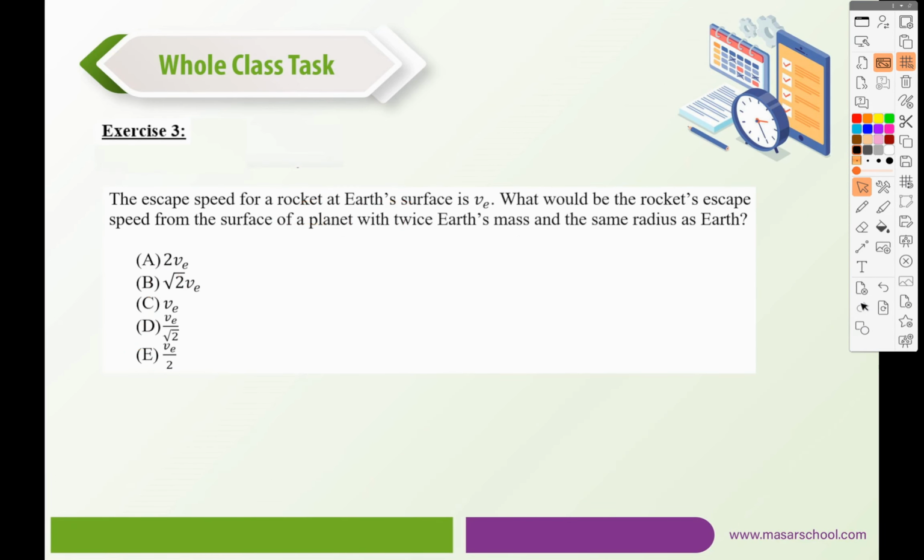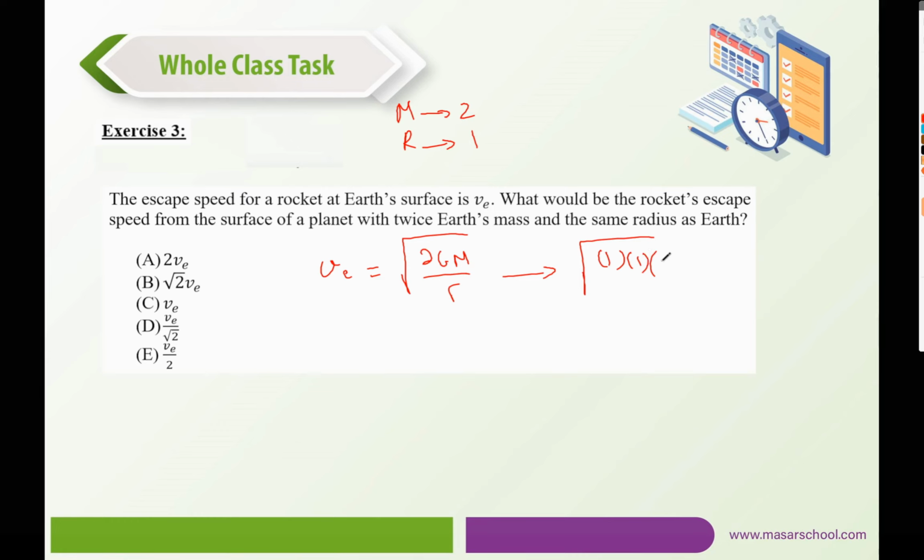Now the escape speed for a rocket at Earth's surface is given by Ve. What would be the rocket's escape speed from the surface of a planet with twice Earth's mass and the same radius as Earth? So the mass has been doubled, but the radius stays the same. Now we can apply the factor of change. Ve is given by the square root of 2GM divided by r. That would be the radical of 1 multiplied by 1 multiplied by 2 divided by 1, so that is radical 2, and the correct answer in this case would be B.